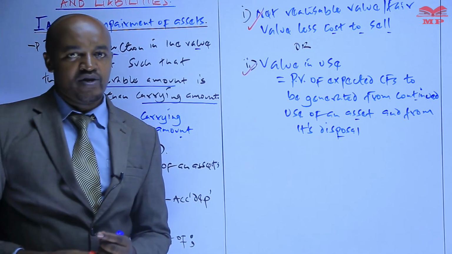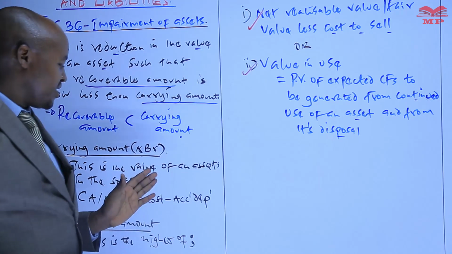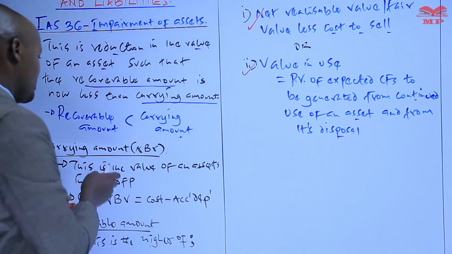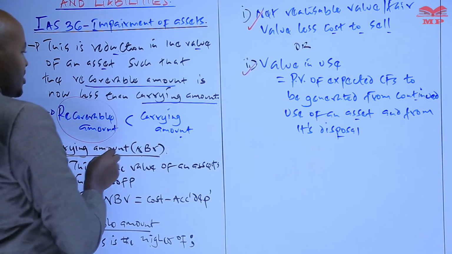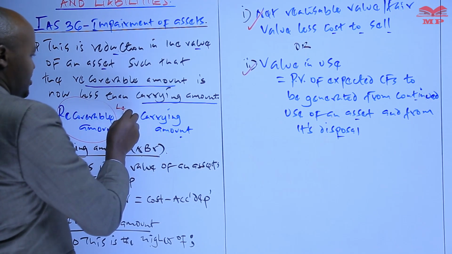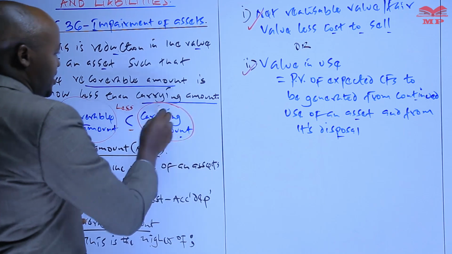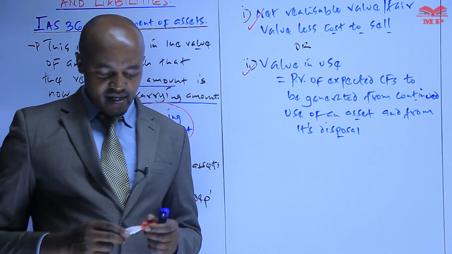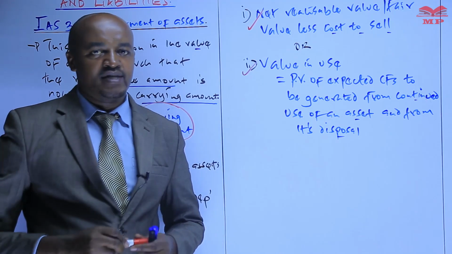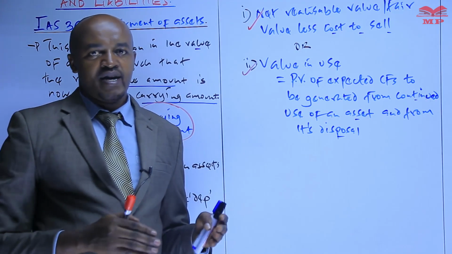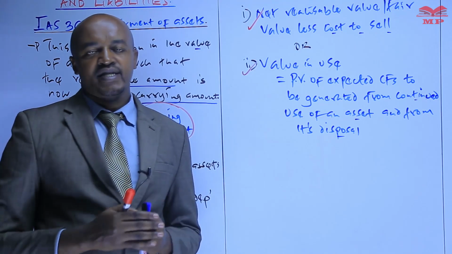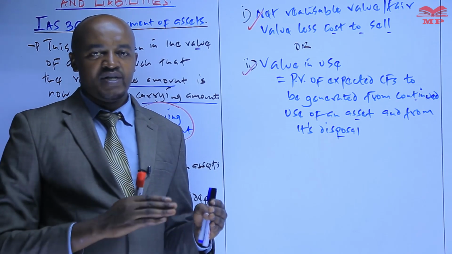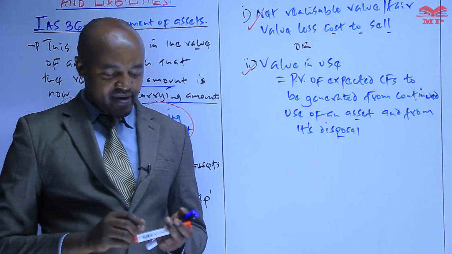And once you have the two values, that is the carrying amount and the recoverable amount, you just need to compare them. And if this recoverable amount is less than the carrying amount, then we are saying the asset will be considered to be impaired. And therefore what IAS 36 requires is that once the asset is impaired, or the recoverable amount is less than the carrying amount, the entity should go ahead and recognize something called the impairment loss.